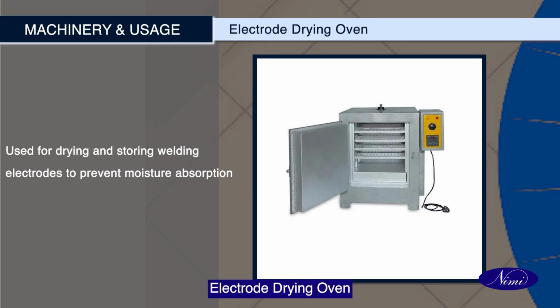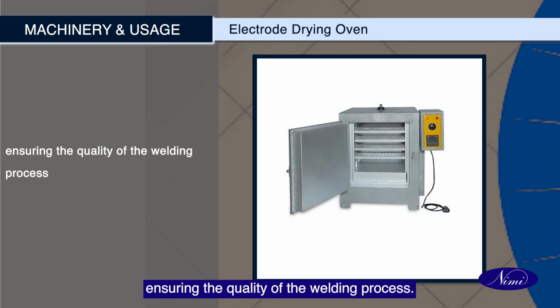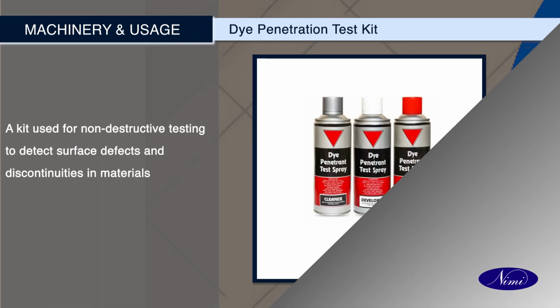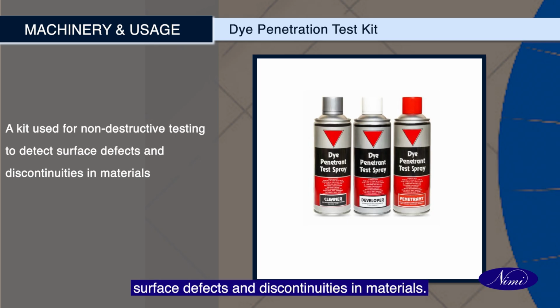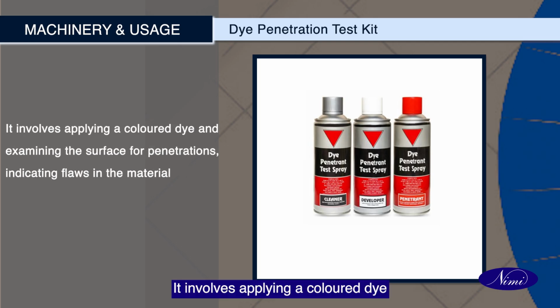Electrode drying oven, used for drying and storing welding electrodes to prevent moisture absorption, ensuring the quality of the welding process. Dye penetration test kit, a kit used for non-destructive testing to detect surface defects and discontinuities in materials. It involves applying a colored dye and examining the surface for penetrations, indicating flaws in the material.